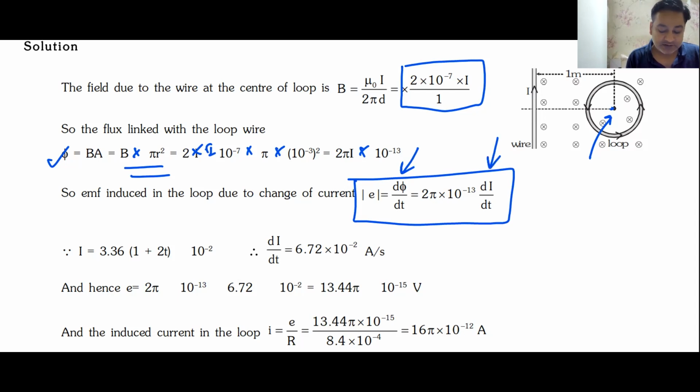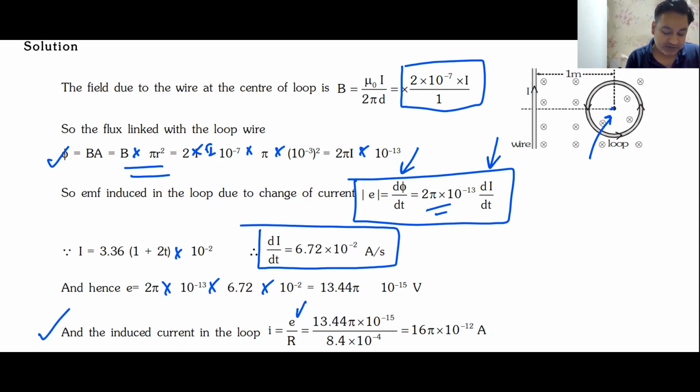So basically it will be something multiplied by di by dt, where di by dt is the rate of change of current. You just differentiate and find the rate of change of current, and you put it in the final result. You will get the EMF. You divide it by the resistance R, and you will have the answer.